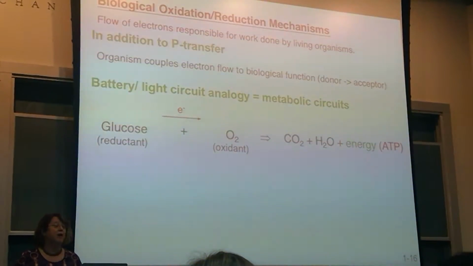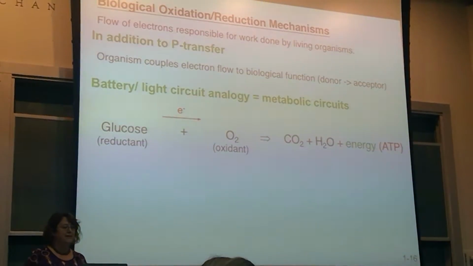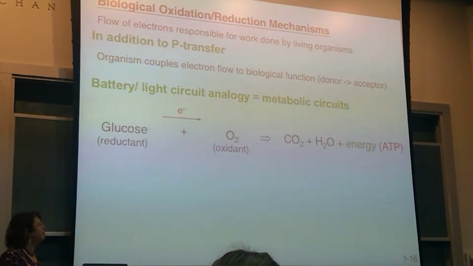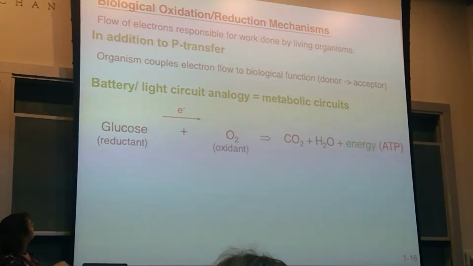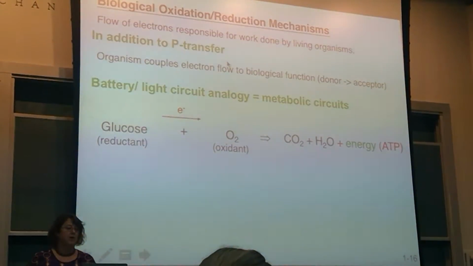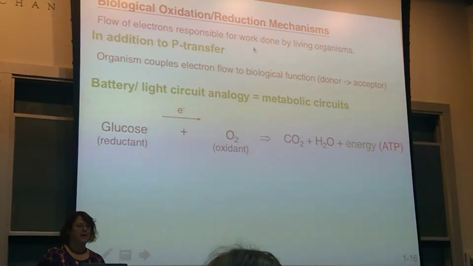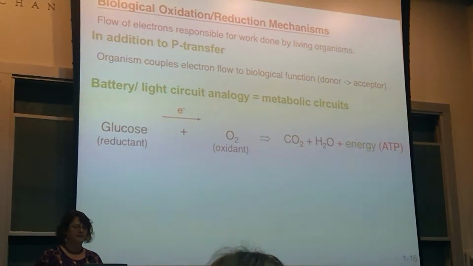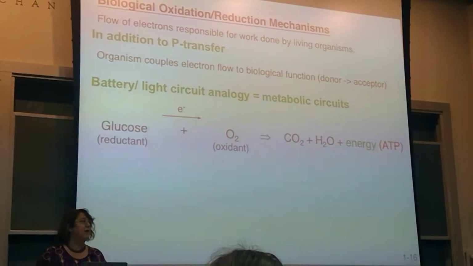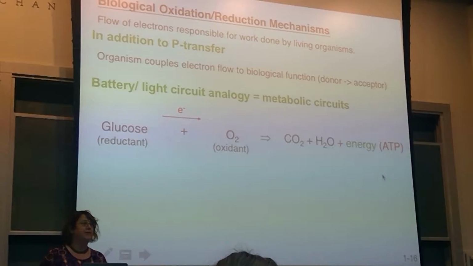Okay. So we're going to be talking about now basically reduction potential. Last lecture we talked about free energy, and we talked about phosphoryl transfer, which you can see up there. So an organism couples electron flow to biological function, and then you always need a donor and an acceptor. An analogy for this is battery-like circuits, where you have electrons moving in a circuit. The one that we're going to be focusing on for the next couple lectures is actually glucose going to CO2, water, and energy. And we're going to go into a lot of details.